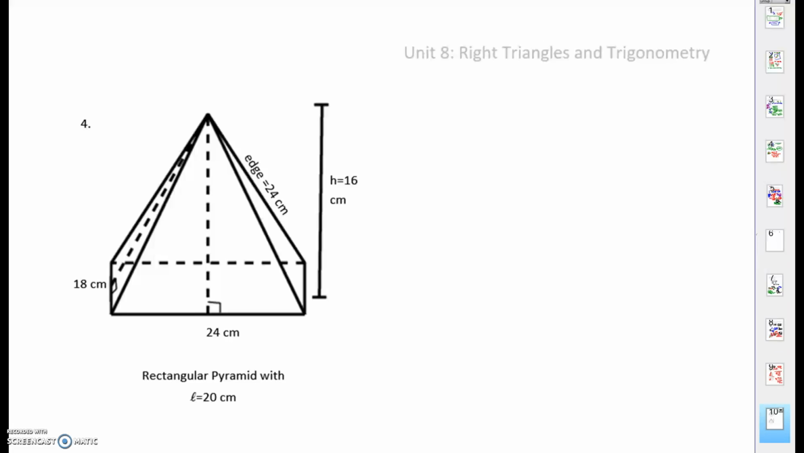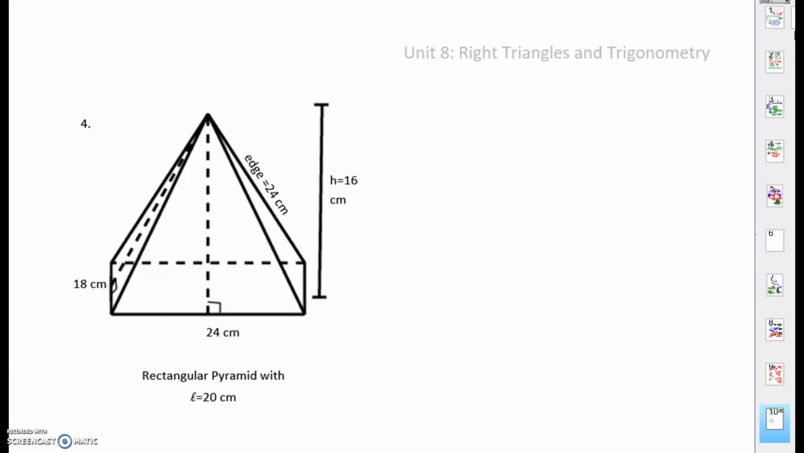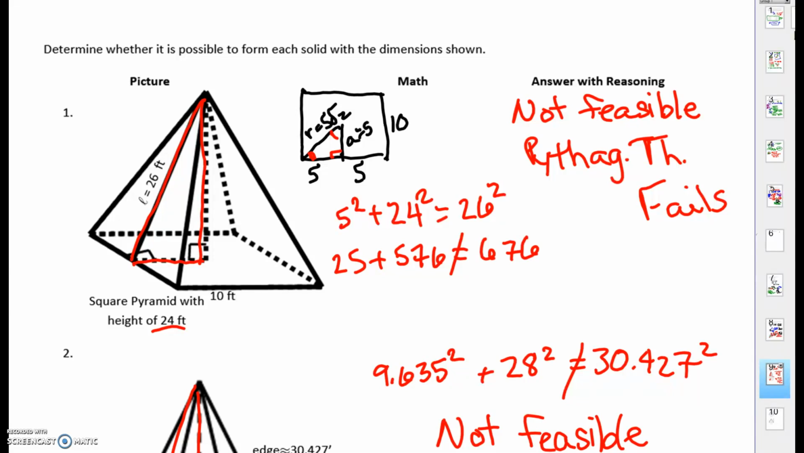You know, we're going to skip these guys. Rectangular pyramids are miserable, awful things to prove. Okay, that brings us to the end of the notes. Go ahead, take a look at your extra work, and we will see you in class.